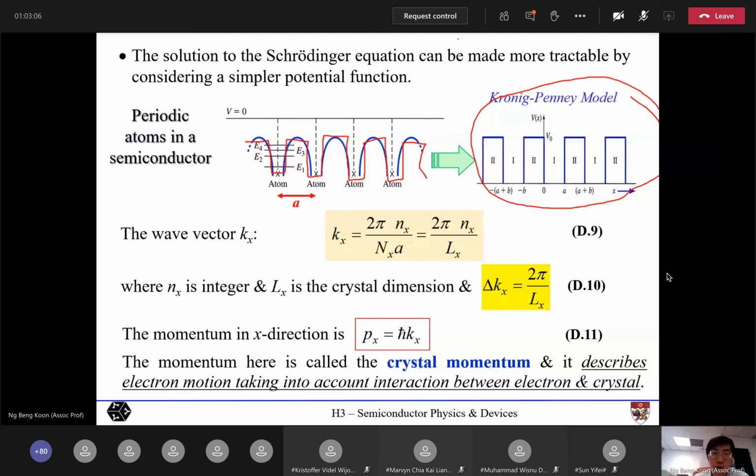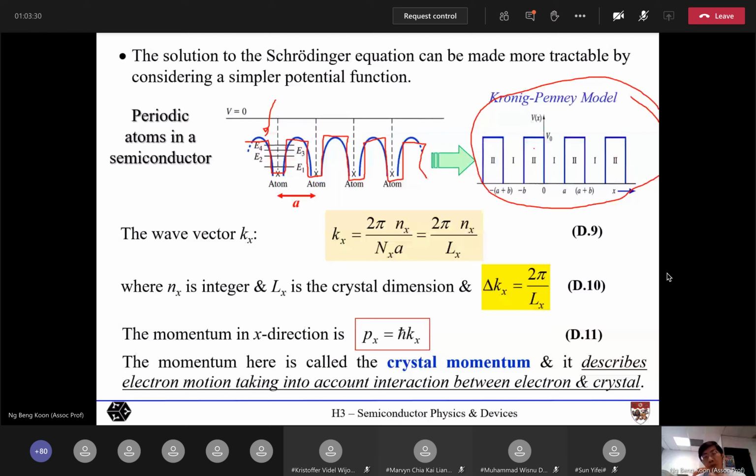If we use the actual 1 over R relation, this actual curve, the blue one, then it's very hard to solve in the Schrödinger equation, and you have to use a numerical method to solve for the solution. So this gives us a means to get an approximate analytical solution that allows you to see how it affects the band structure of the semiconductor.